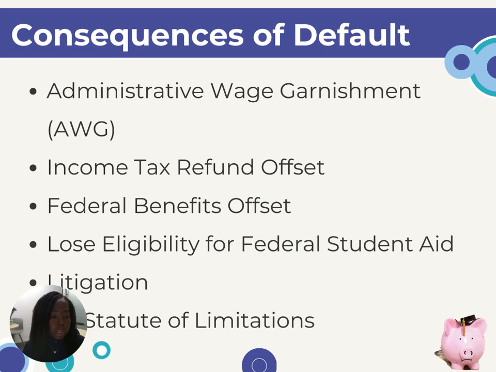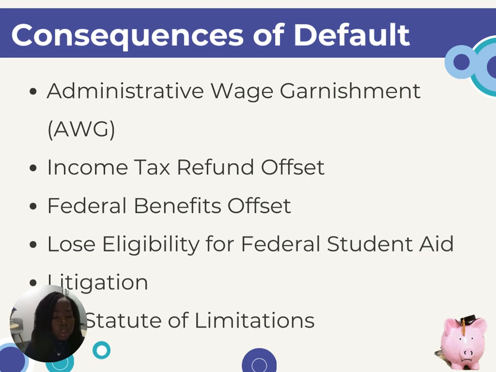They can also litigate against you. The federal government rarely has to litigate because they have so many other tools at their disposal to collect from you, but the private lenders will bring a lawsuit against you.